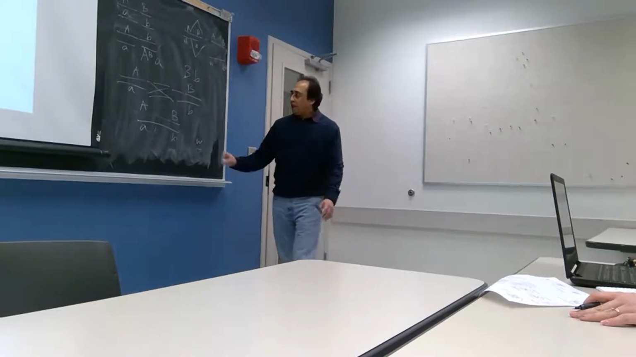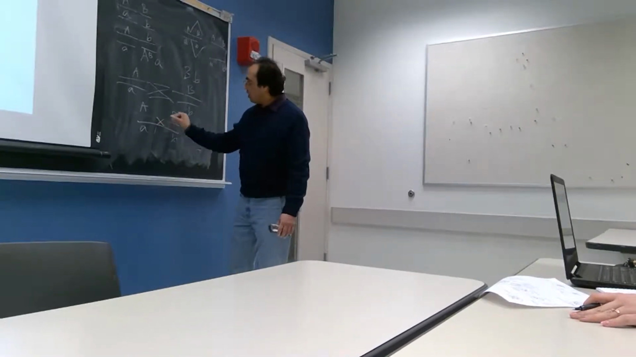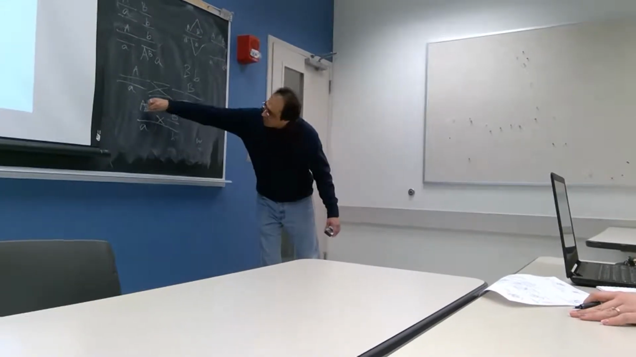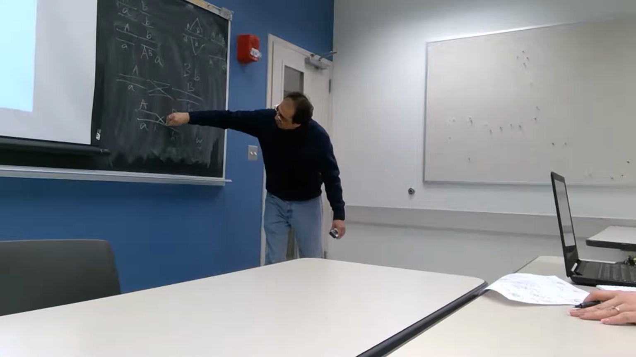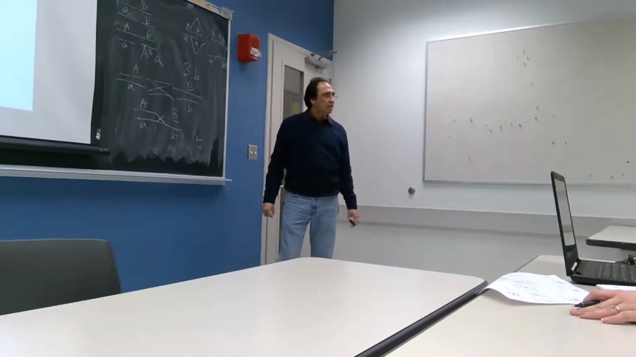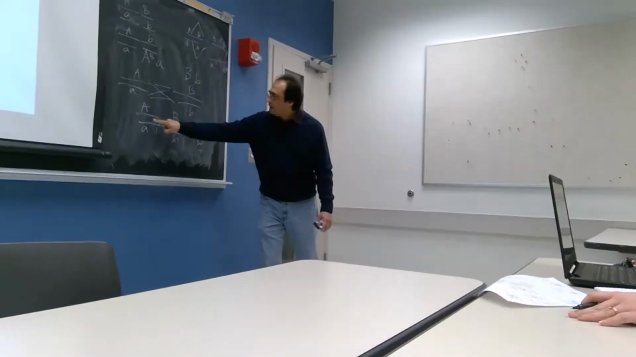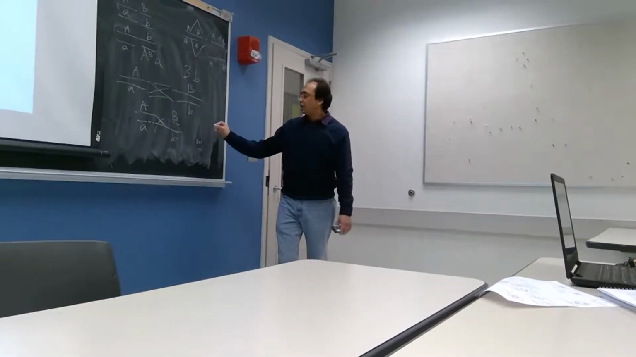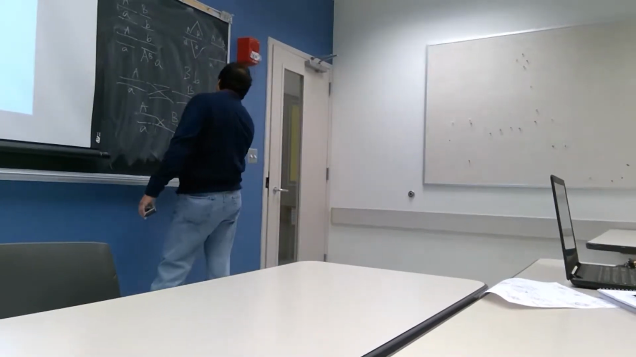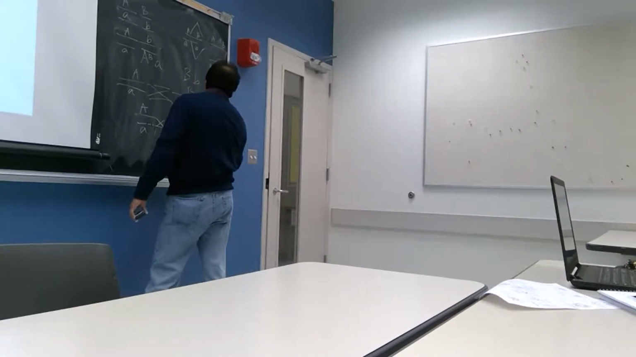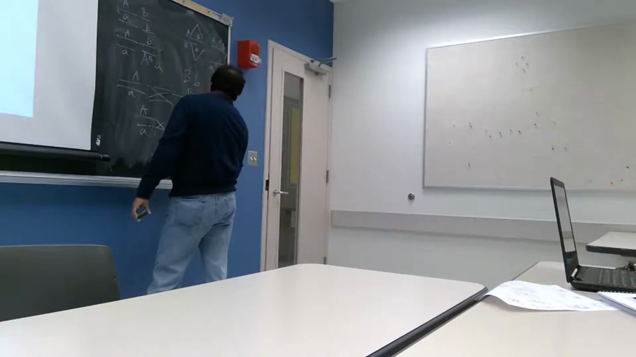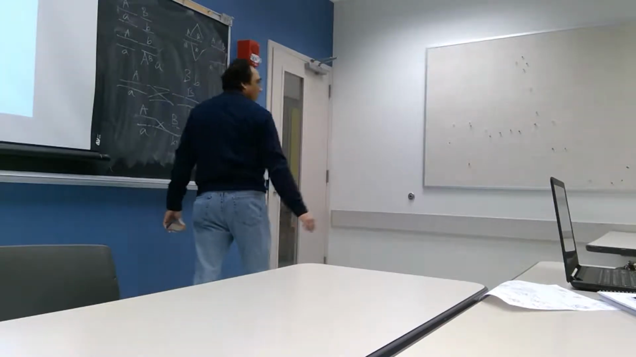Still possible if we have a crossing over between these two. If we have crossover, then this will be one chromosome and this will be another chromosome. So after crossover, we will find one chromosome like this, another chromosome like this, right?